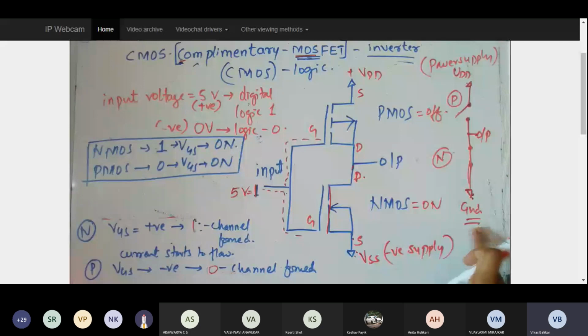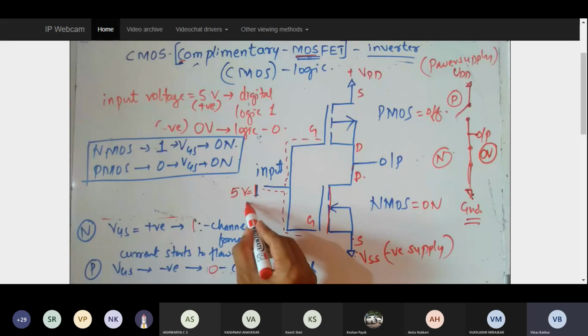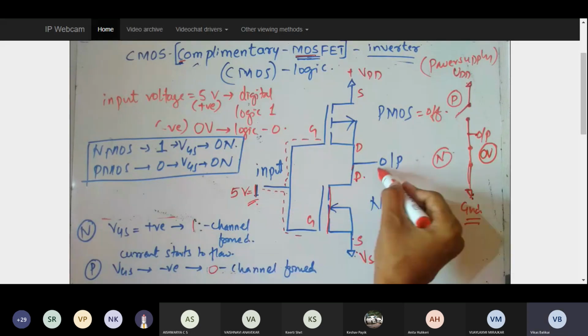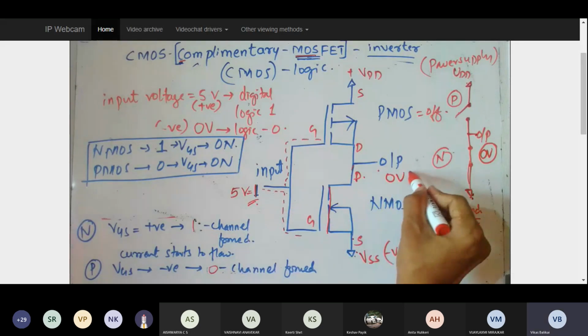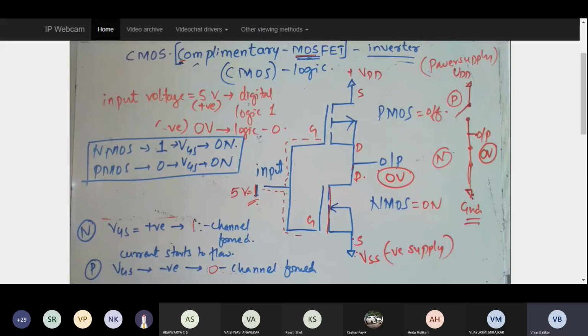So what am I getting at the output? Directly the ground potential, which is 0 volt. 0 volt will be connected to the output, so I am getting the output voltage as 0. So what was the input you gave? The input you gave was 1 volt, and what is the output you are getting? 0 volt. And 0 volt can be associated with a logic 0.